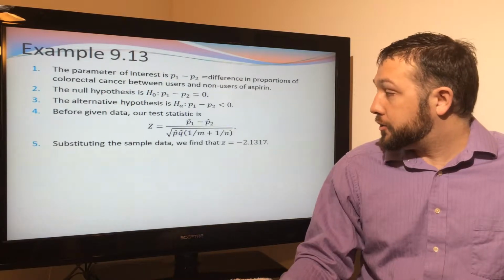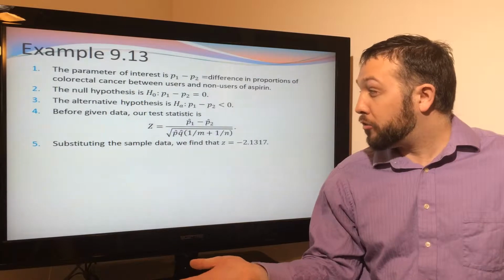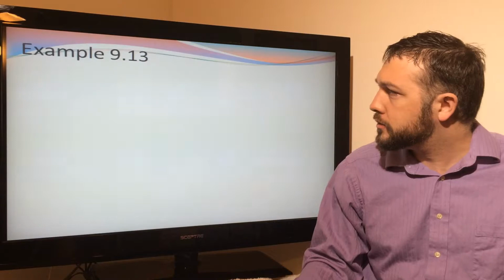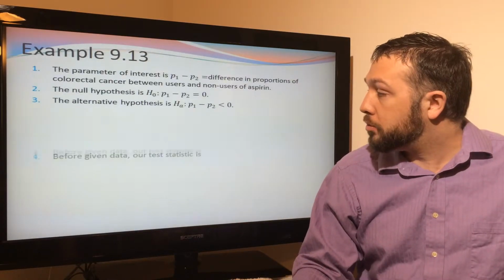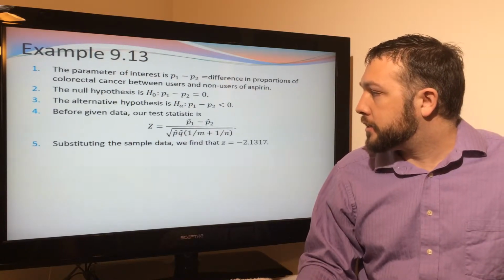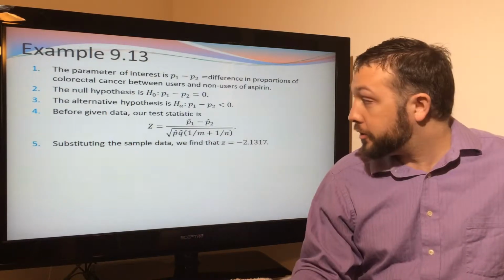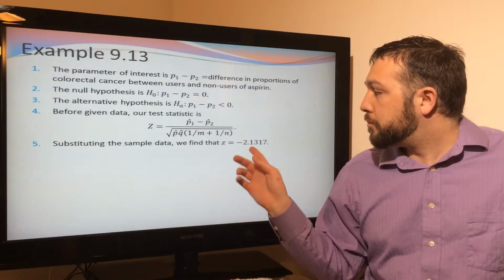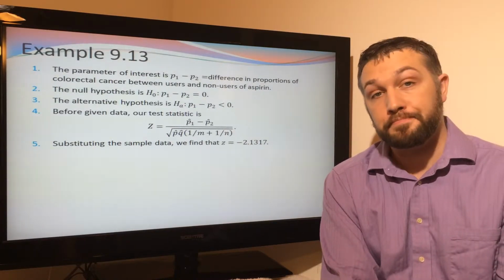So in step 5, let's introduce the data. Okay, going from the last slide, we had 4 numbers to plug in. What were they? 81 over 549 and 114 over 730. See how well my memory is here. 141 over 730. So we'll plug those in. We'll have P1 hat, P2 hat, right? You'll take the sum of 81 and 141 and divide that by 730 and 549 to get P hat, okay? But anyway, when we do all of that math, the Z statistic we get is negative 2.1317, okay?